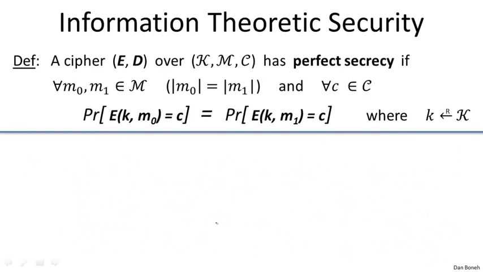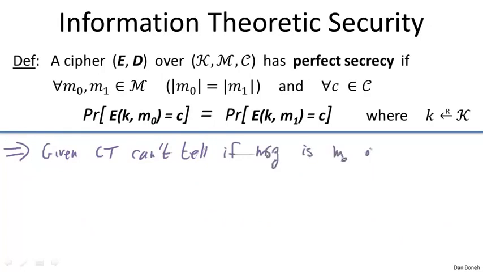So here we have the definition stated again, and I just want to write these properties again more precisely. So what this definition means is that if I'm given a particular ciphertext, I can't tell where it came from. I can't tell if the message that was encrypted is either M0 or M1. And in fact, this property is true for all messages, for all M0 and M1. So not only can I not tell if C came from M0 or M1, I can't tell if it came from M2 or M3 or M4 or M5, because all of them are equally likely to produce the ciphertext C.